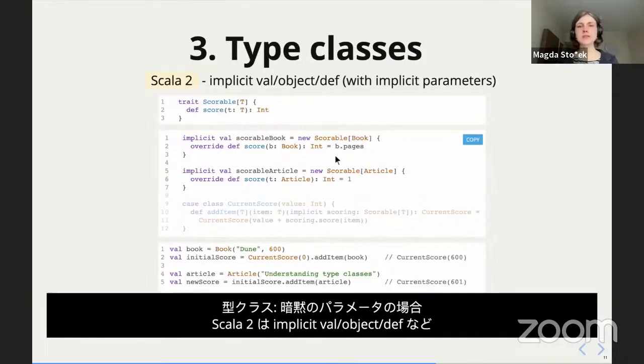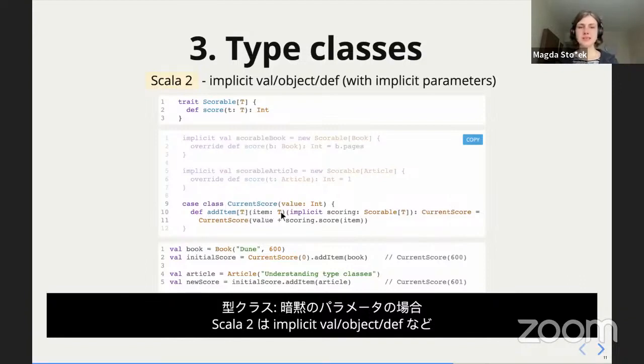And then the implementation of the score method is the number of pages. And then we have an implementation of the type class for the scoreable behavior where the implementation is just 1. And the way we can use it in our add item method, so this is what we wanted to add, is that it's a method that is parameterized by the type.